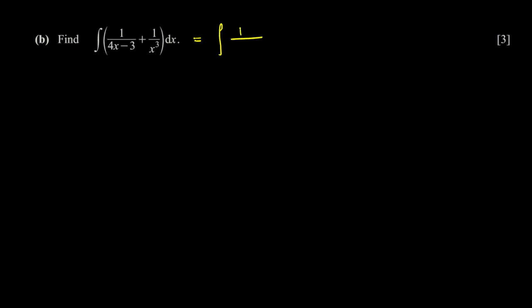So the first term, I'll keep it the same, 1 upon 4x minus 3. But this term, I'm going to rewrite in indices form as x to the power of negative 3 dx, okay? And essentially the rules that you need to remember are, if I integrate 1 upon x dx, that gives me the natural log of x plus c, right? So 1 upon x, or x to the power of negative 1, integrates in a way that is different to x to the power of 2, 3, 4, 5, or 6, or even x to the power of negative 2, 3, 4, 5, or 6, right?